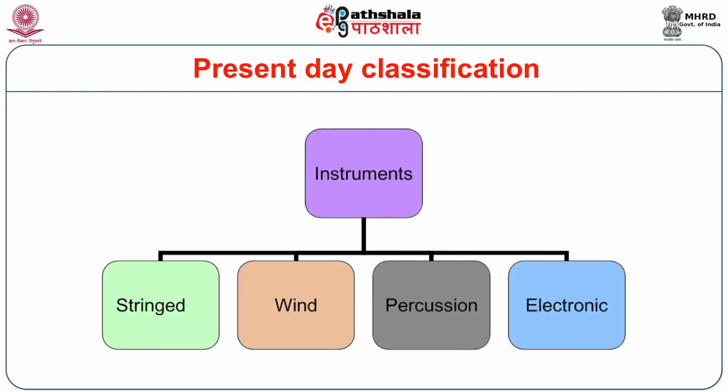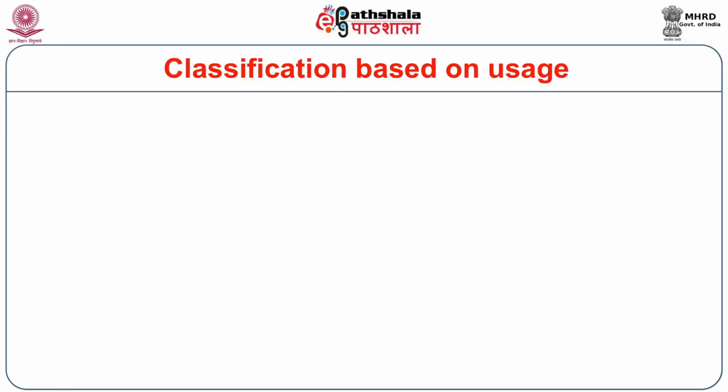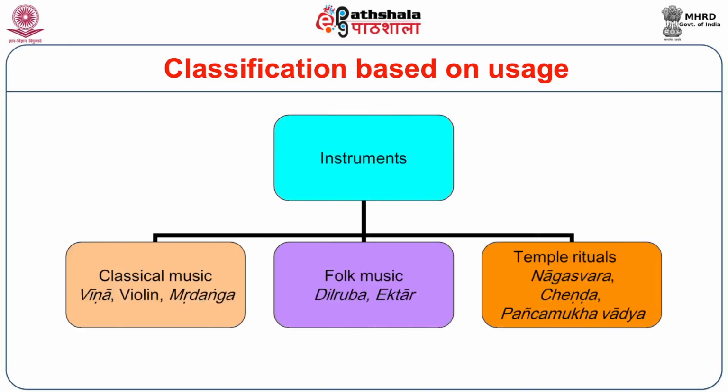Instruments in the present day are being classified into the string instruments, wind instruments, percussion instruments and electronic instruments. Of course, recently we have got several electronic and digital versions of classical conventional instruments. Another mode of classifying the musical instruments is those instruments that are used in classical music or the art music like the violin, veena, mridanga and others.